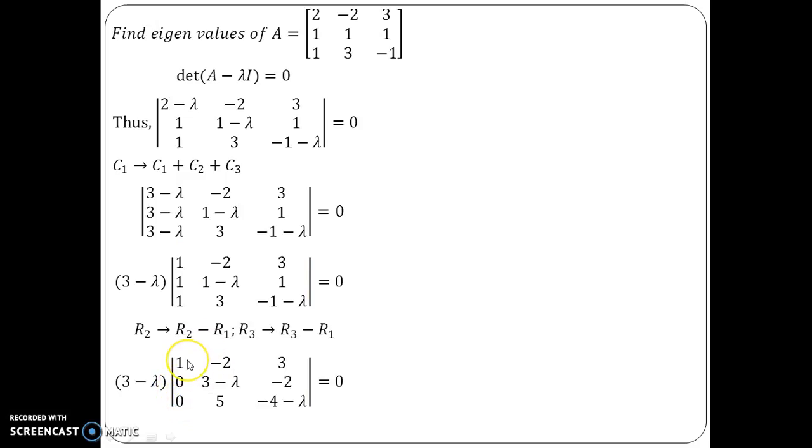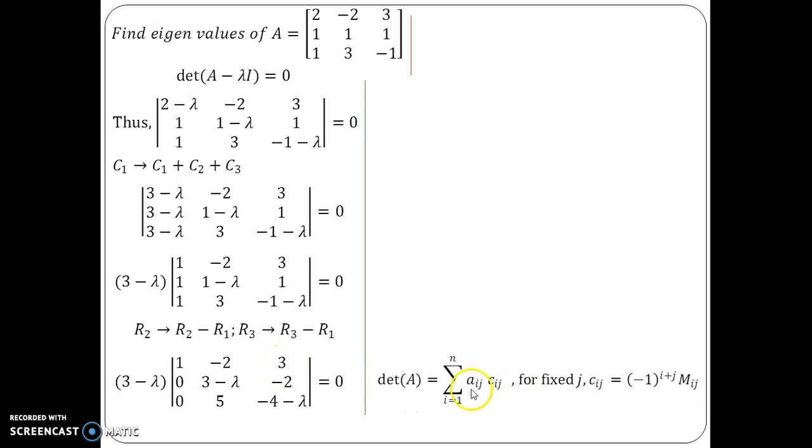Okay, now I am in a position to calculate the determinant over here in this matrix. So I am going to use the general expansion formula. Recall the general expansion formula that I had stated. There were two versions: either you can fix the row or you can fix the column. Since it is a column I am having over here, I am fixing the column. So determinant A is nothing but summation i running from 1 to n of Aij into Cij for a fixed j. And Cij is nothing but the cofactor.